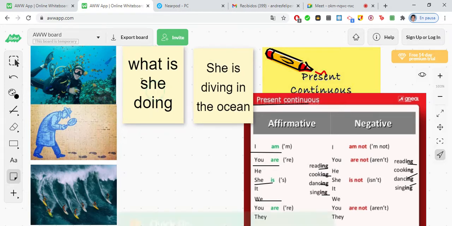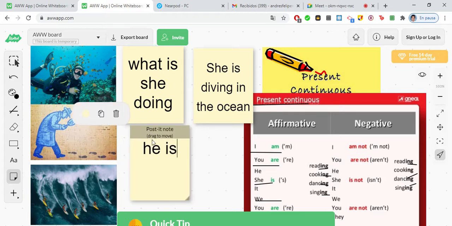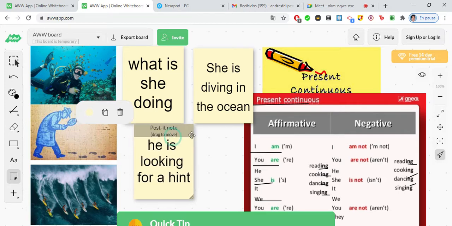The next question, for example, for the second picture, okay? What is he doing would be the question in English. What is he doing? So you can say he is, for example, looking for a hint. He is looking for a hint, okay?